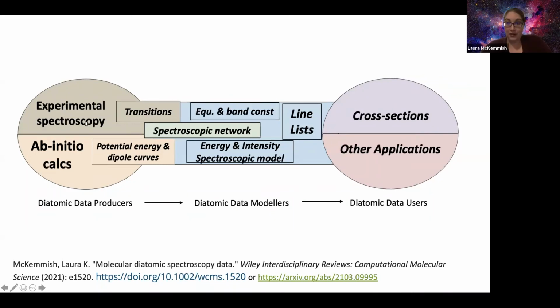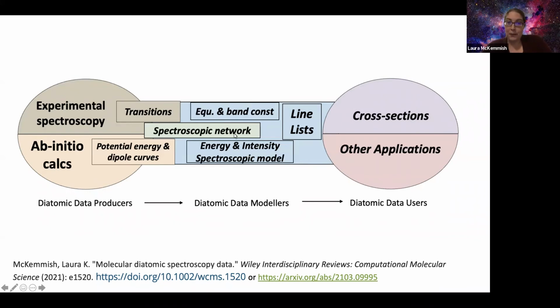So let's think about producers. Producers are often experimental spectroscopists that produce transitions. And then the ab initio calculations generally produce potential energy and dipole moment curves. Data modelers take this information and convert it to a form that is useful for users. And often there's some intermediate properties that I'm going to come back to. So equilibrium and band constants you're probably quite familiar with. These are rotational constants, equilibrium harmonic frequencies, things like that.